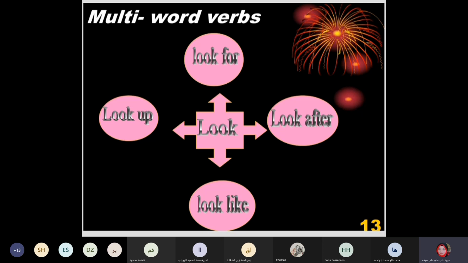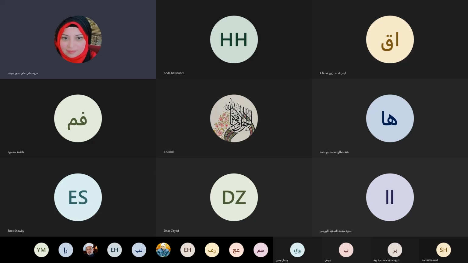Okay, so these are called phrasal verbs because they are made up of two or three or even more words. A verb plus a particle, I mean a verb plus a preposition or an adverb. Thank you very much. That was very helpful. So let's move on to another activity here.